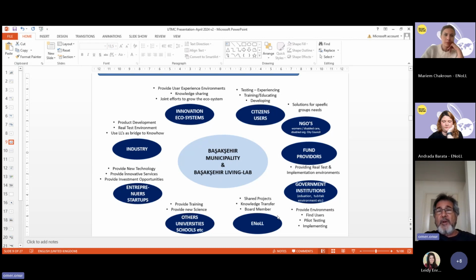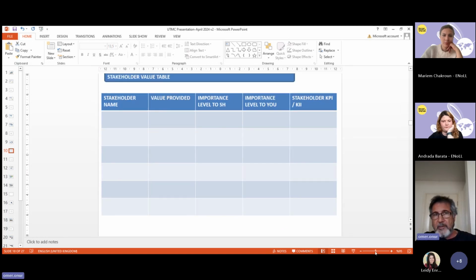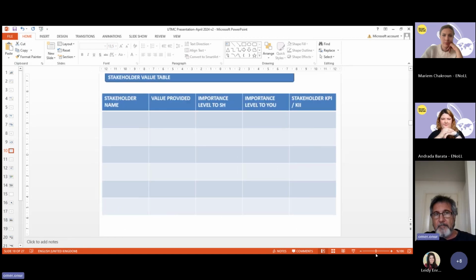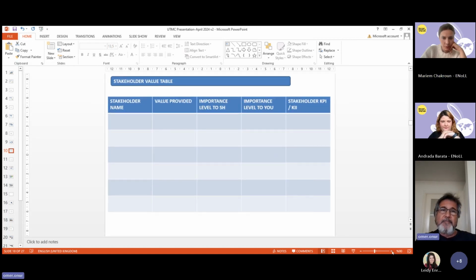And when we actually define a project, we have a, let's say, let me, can you see the top of this? Just a minute, let me do this. Oops. Yeah, we can see it. Stakeholder value table, right? Yeah.